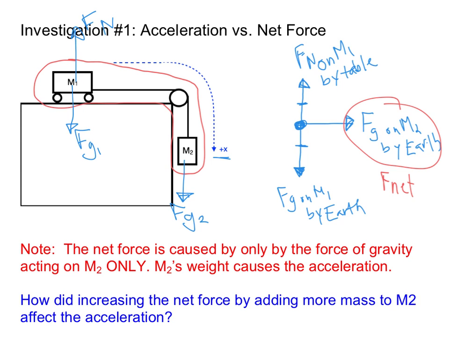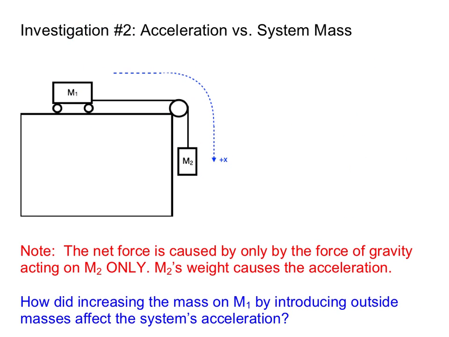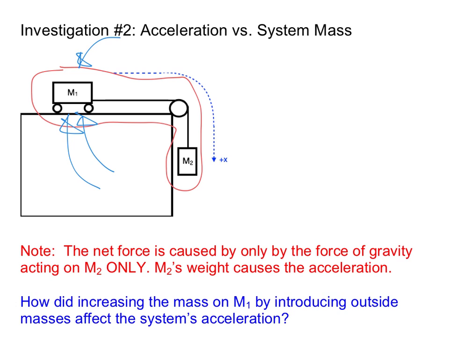So in the first investigation, we were curious about how adding more mass to only M2, because we wanted to increase the net force, we added only mass to M2 by taking mass from cart 1. How did that affect the acceleration? In the second investigation, our system remained the same, and our force diagram remained the same. However, what we did do was we increased the system's mass by adding more mass only to cart 1. And we wanted to ask the question, how is increasing the mass on M1 by introducing outside masses affecting the system's acceleration.